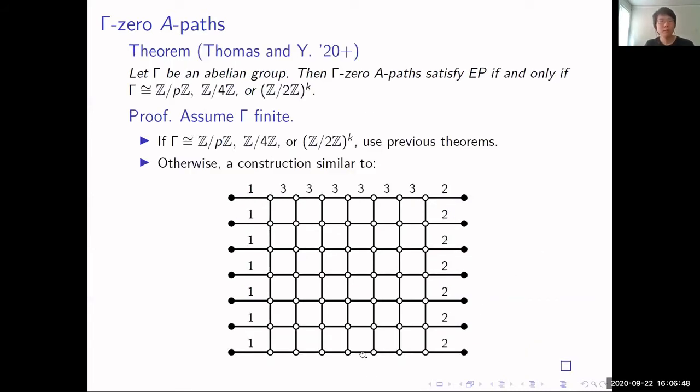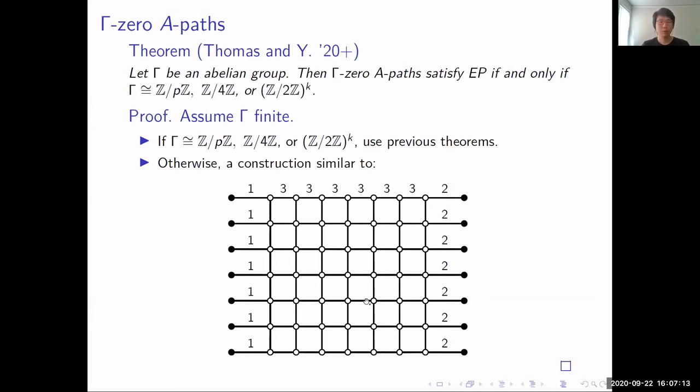Okay, so now let's prove this characterization of zero A paths. We can assume that the group is finite. And if the group is one of these three, then we can use the previous theorems. And if the group is not one of these three groups, then it turns out that's exactly what you need to get a construction similar to the integers mod 6 case.